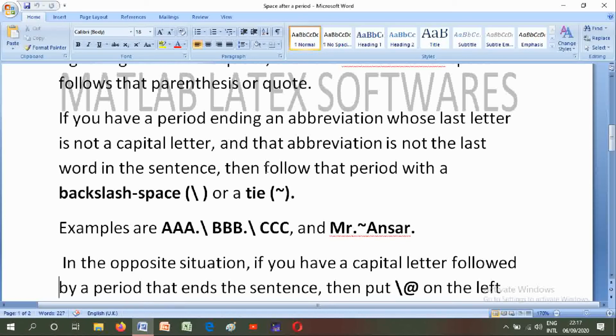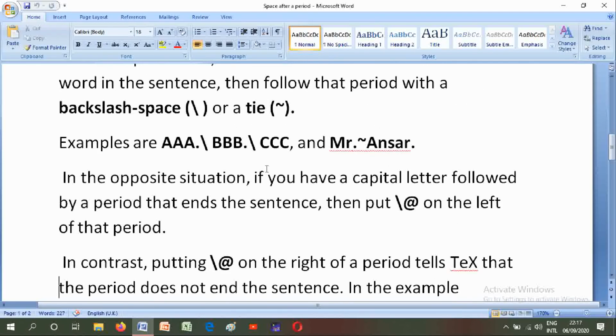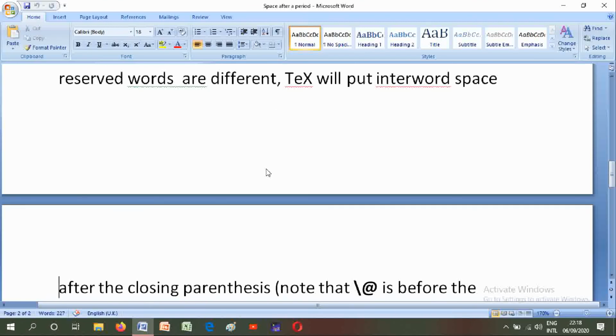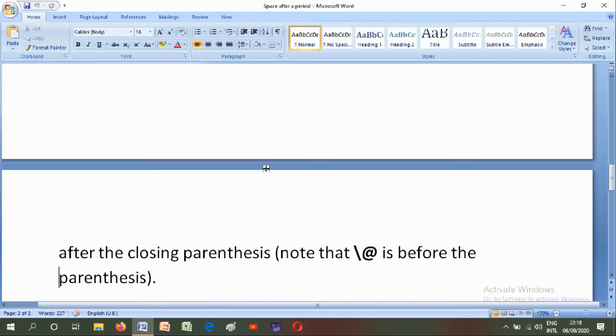In the opposite situation, if you have a capital letter followed by a period that ends the sentence, then put \@ on the left of that period. In contrast, putting \@ on the right of a period tells TeX that the period does not end the sentence. In the example, reverse words are different. TeX will put interword space after the closing parenthesis. Note that \@ is before the parenthesis.